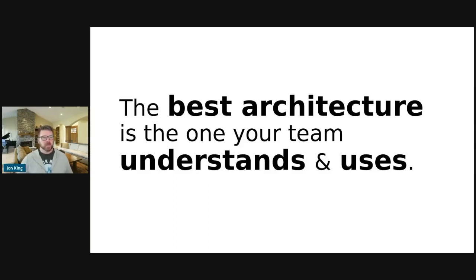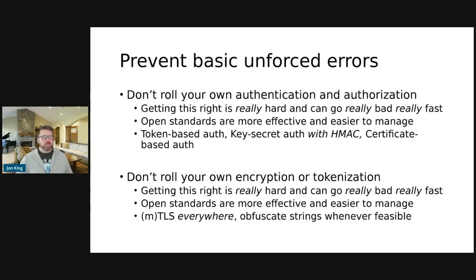more defensible. Some of the most key things we can do right off the bat is just prevent basic unforced errors. The hardest things to get right in any environment, especially exposed to the internet, are authentication, authorization, encryption, and tokenization. These rely heavily on very complex math, and there's just not that many people that are so good at math that they could roll their own auth or their own encryption. So again, for both of these, there are open standards. Getting it right is really hard, and if you don't get it right, it goes really bad really fast.